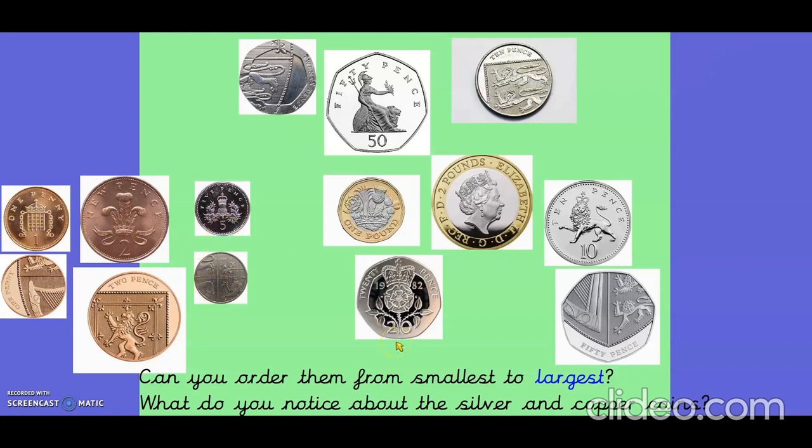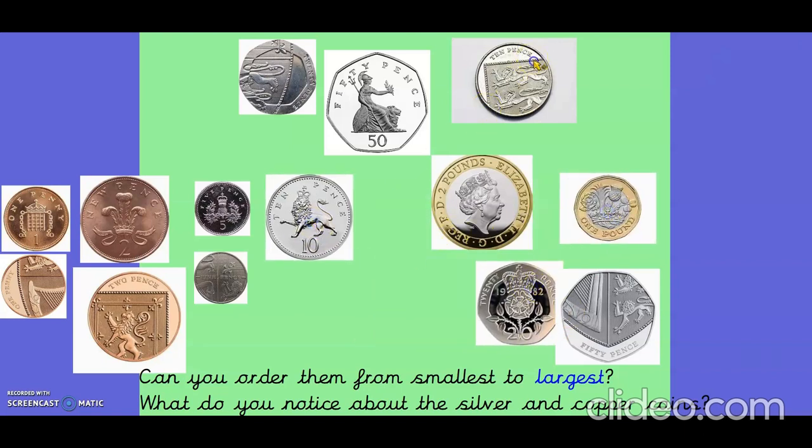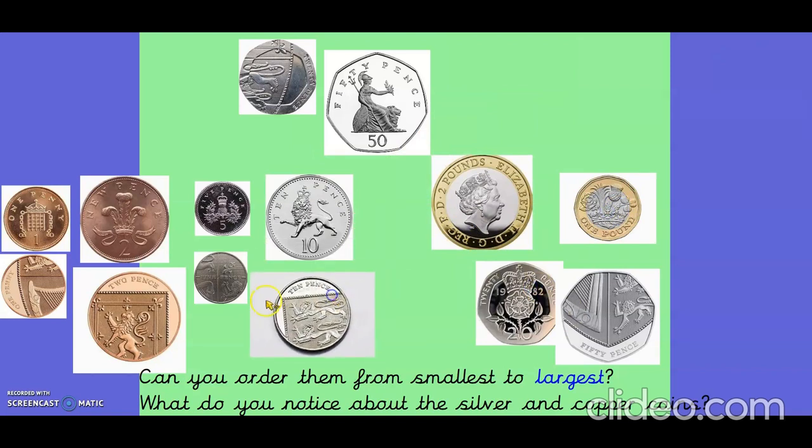What do we think is going to come after 5p? Have a look at the pictures that we've got left. There's not a 6 pence coin. There's not a 7 pence coin. There's not an 8 pence coin. And there's not a 9 pence coin. So it must be 10 pence. And I can see a 10 pence coin here. And I can also see a 10 pence coin here.